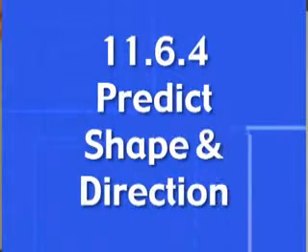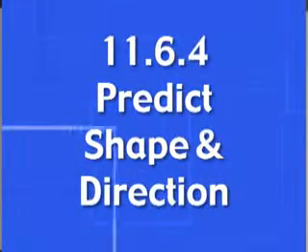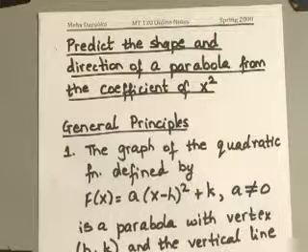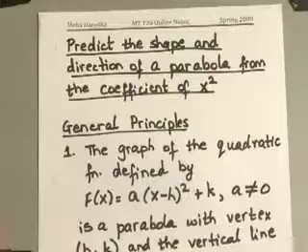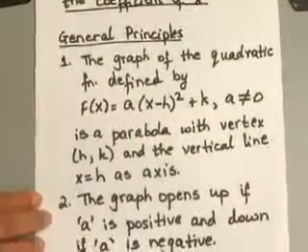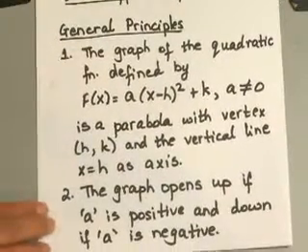Okay, the next thing that we want to talk about in this section is to see how we can predict the shape and the direction of a parabola just by looking at the coefficient of your squared term, the coefficient of the x squared term. So how does that work? Let's go ahead and see what our principles are.